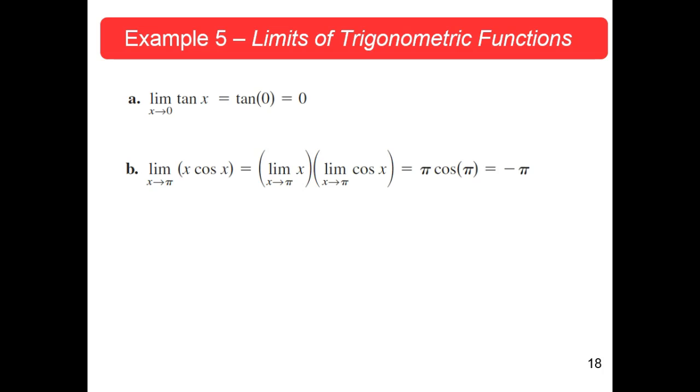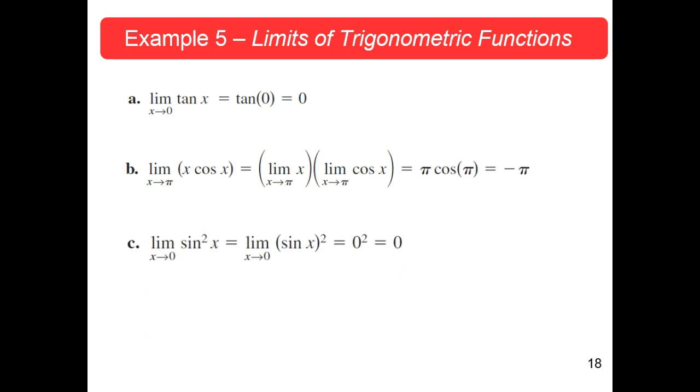You just break them up. Remember, this is that product deal: the limit of this times the limit of that. The limit of a product is the product of the limits. This is pi, and that's negative 1. So that'd be negative pi. All right.